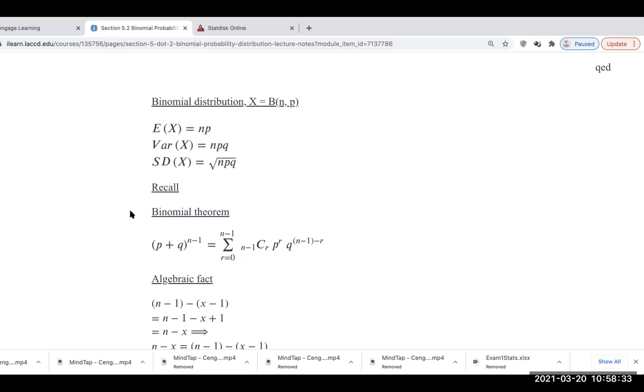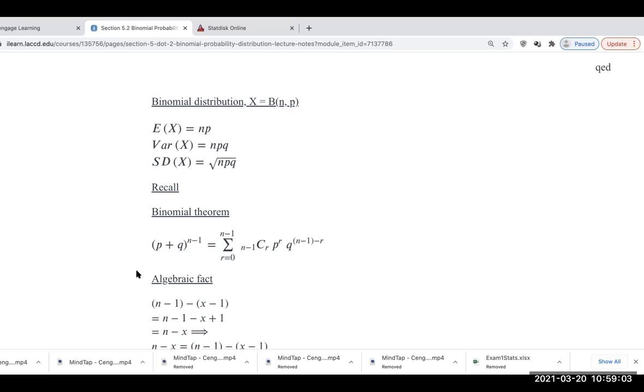First, let me write the binomial theorem, and let me write it in the same way that I wrote it when I proved it. So the way that we use it in statistics rather than in mathematics. (p + q) to the power n minus 1 is the sum, r equaling 0 to n minus 1, of n minus 1 C r, p to the r, q to the n minus 1 minus r.